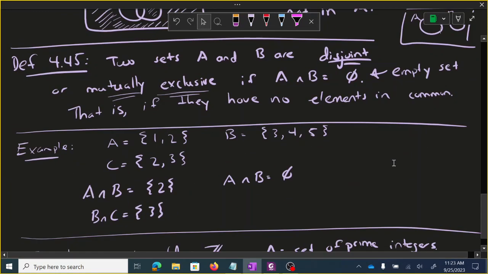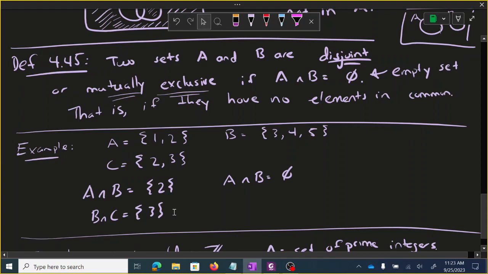All right, just a small quick example. So if you need to pause or go back to those sections in the video, make sure you write all those definitions down. So an example, using those definitions, we have A equals the set {1, 2}, B equals the set {3, 4, 5}, and C equals the set {2, 3}. A intersect B would be 2 because they both have 2 in common.